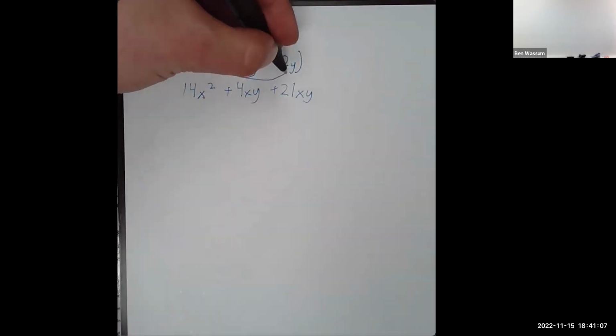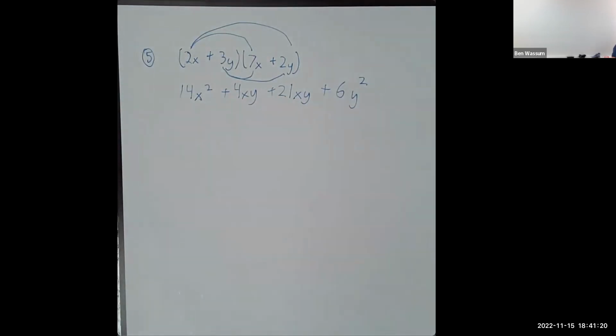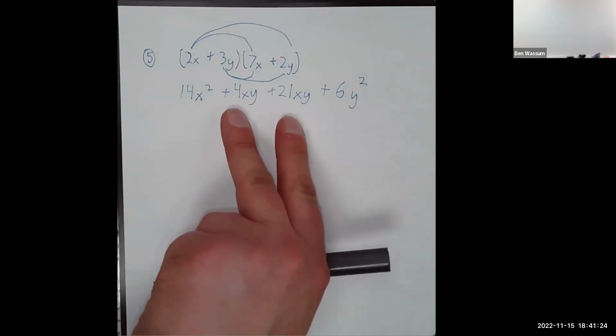And then if I do the last, I have 3y times 2y. So 3 times 2 is 6. y times y, y squared. Then you check to see if you have like terms, which we do. The 2 guys in the middle have the same variables.